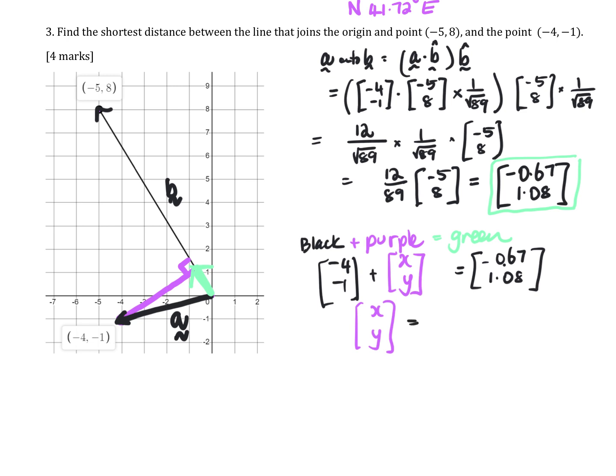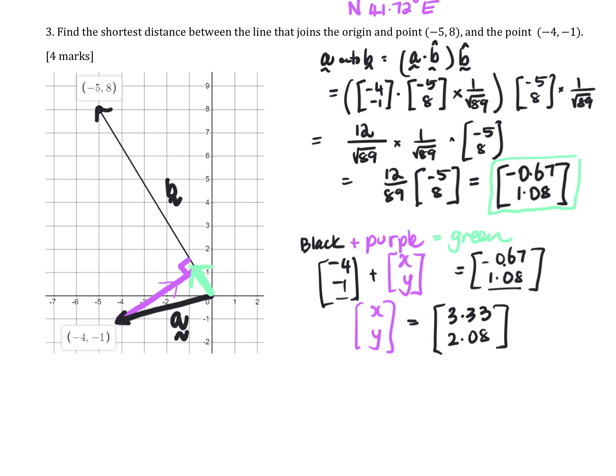-0.67 plus 4 gives me 3.33, and 1.08 plus 1 will give me 2.08. So that is that vector, gives that purple vector there. It's 3.33, 2.08. Now can you see its direction is going that way. Now some of you will have done it and you'll have a negative there and a negative there and it will be going the other way, and that's fine too.